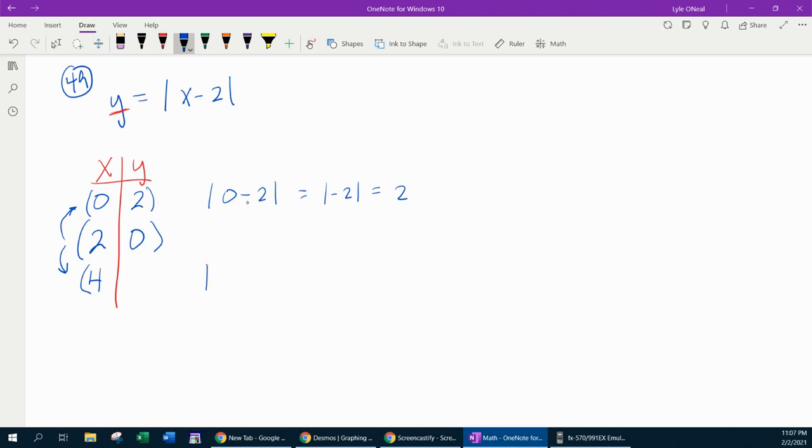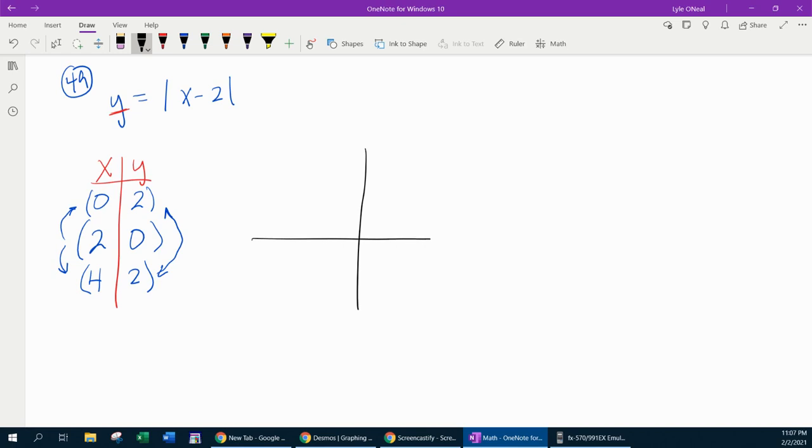And then plugging in 4 for x. 4 minus 2 is 2. Hey, guess what? The absolute value of positive and negative 2 are the same, because absolute value is always positive. So that gives me a 2. Hey, look at this. Do you see the symmetry? I've got the same y coordinates for those ordered pairs. Okay, and that makes me feel good.